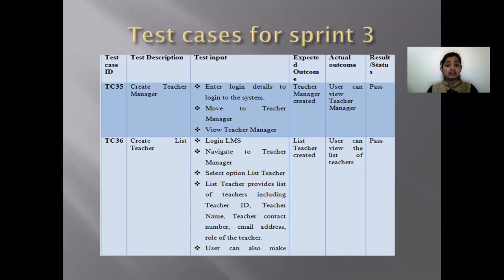So next come the test cases. There are around 69 cases in total, and we have created around 30 cases in this sprint. As you can see on the screen, I have just given a sample of the test cases because there were a lot and they could not all be covered.